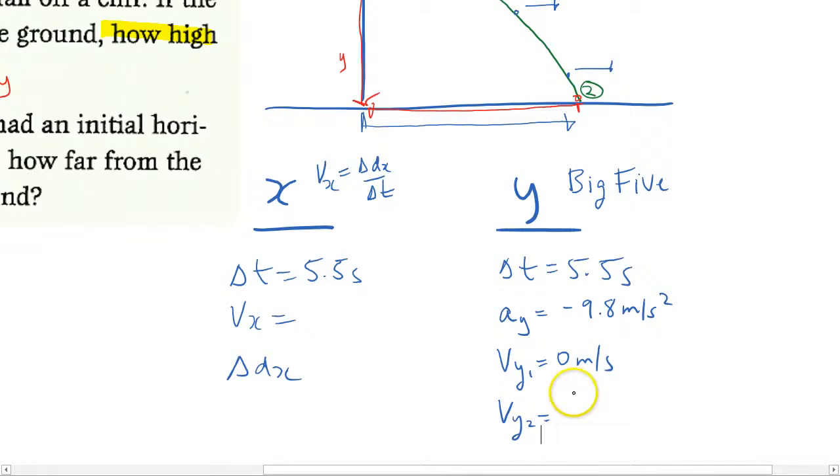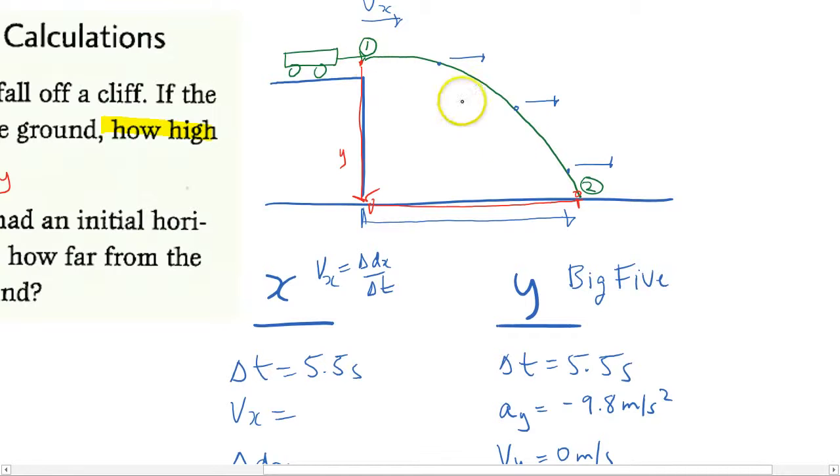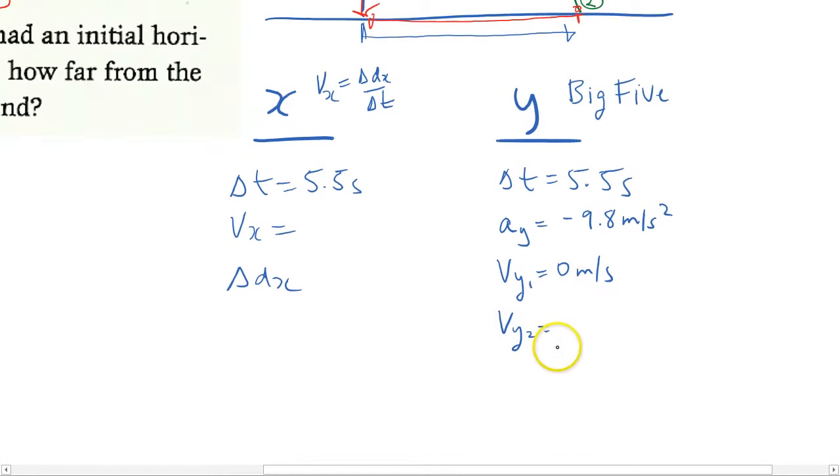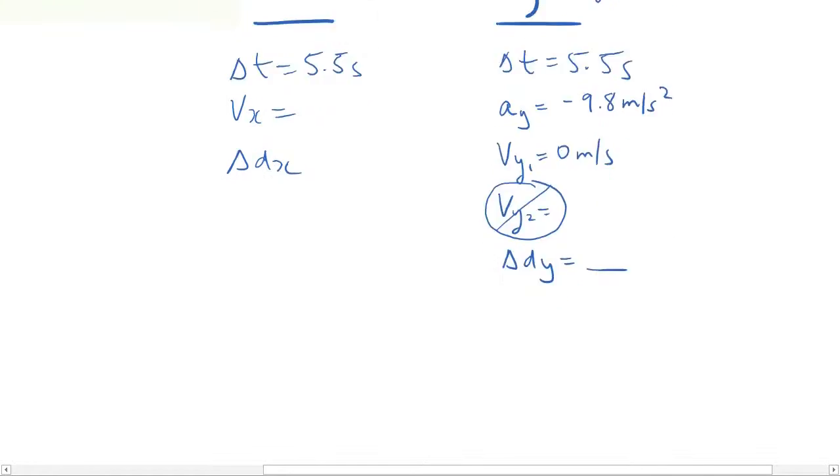Vy2. So at the beginning it's not moving very much at all. By the end it's moving vertically quite a bit. So I don't know that one. What's left is my delta dy, and that's really what I want to find out, right? So the way our big 5 works, at least initially, I'm going to pick the one that doesn't have Vy2. All right, so we can figure this out.